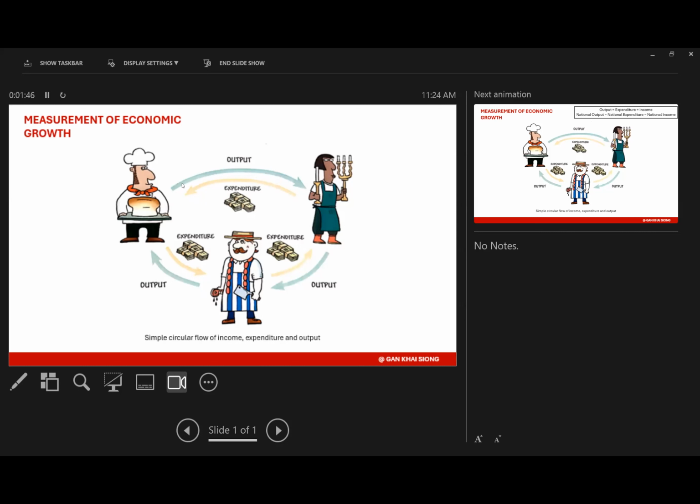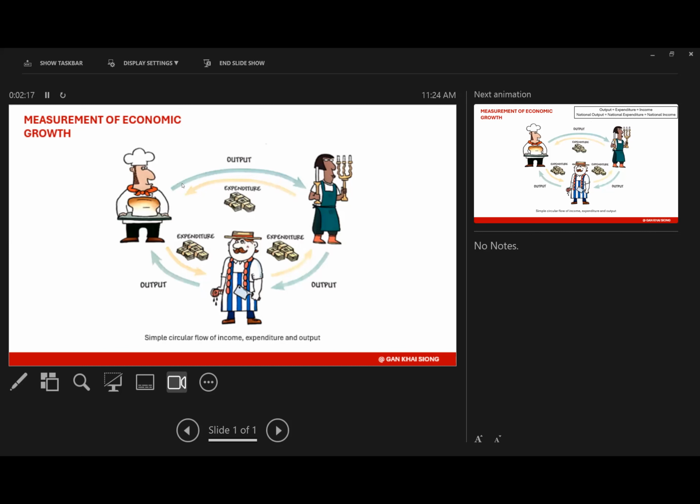Since he has money, for example, he wants to buy meat from this person. This person produced meat, so meat is the output. He sold the output to this baker, who has the money because he sold off the bread. So he spent the money on this person for the meat, and he got the meat. Now this person has the money already. Let's say he wants to buy candles from this lady. Therefore, he will spend the money to buy the candles, and she will provide the candles as outputs.